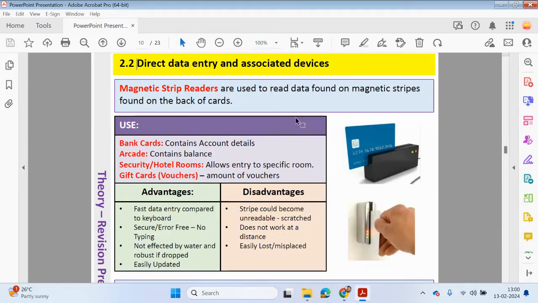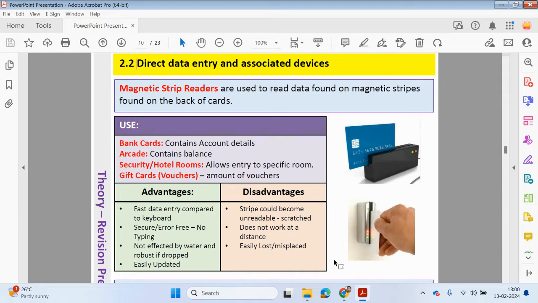So the first one we're going to be looking at is the use of the magnetic strip reader to read data found on magnetic strips on the back of the cards. The most obvious example of this use is to gain access to a hotel room. So you may need to swipe the card into the reader and it will either give you access or not give you access. Sometimes as well, maybe you're at the arcades and you're using the machines. You can top up your magnetic card with credit, and then every time you play a game, go to an arcade machine, you can swipe it, and the credit will be reduced.